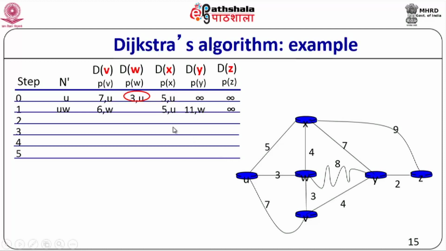So, you are looking at all the neighbors of W. We have looked at W to x, W to v and W to y. There is no information about z because W is not connected to z. So, this will remain at infinity.